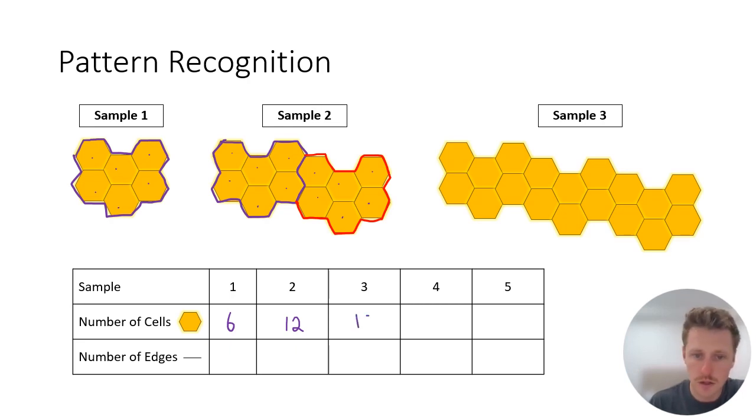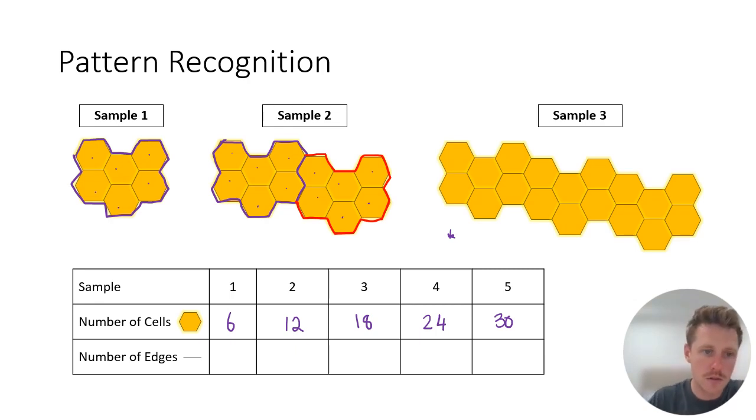So this is the next one, sample 3. I don't even need to count it. This one over here is going to have 18. And we're going to go up by 6 again, so if there was a sample 4, it would have 24, and the next one would have 30. Okay, so we've filled in the number of cells.